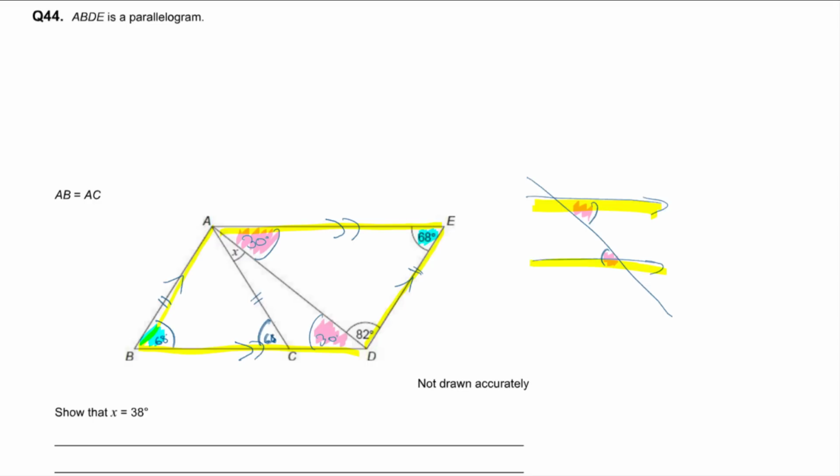And if that's 68, then because of angles on a straight line adding to 180 degrees, that angle on the other side must be 180 minus 68, and that is 112. Okay, now I know that's 112, then x plus 112 plus 30 must be equal to 180 because of angles in a triangle. So x must be 112 plus 30, 142, taken away from 180, and that leaves me with 38. So x has to be equal to 38 degrees.